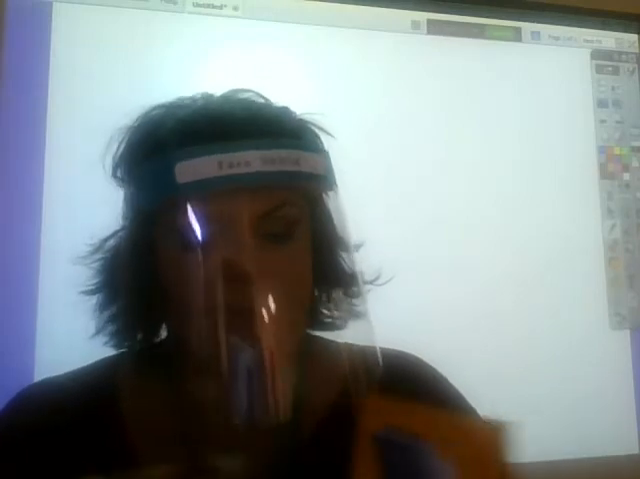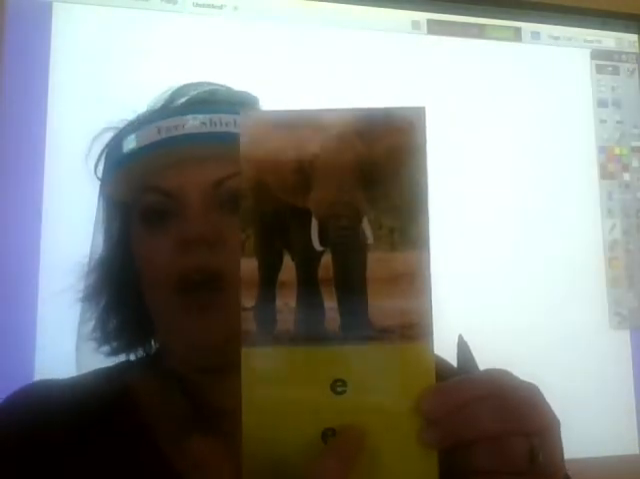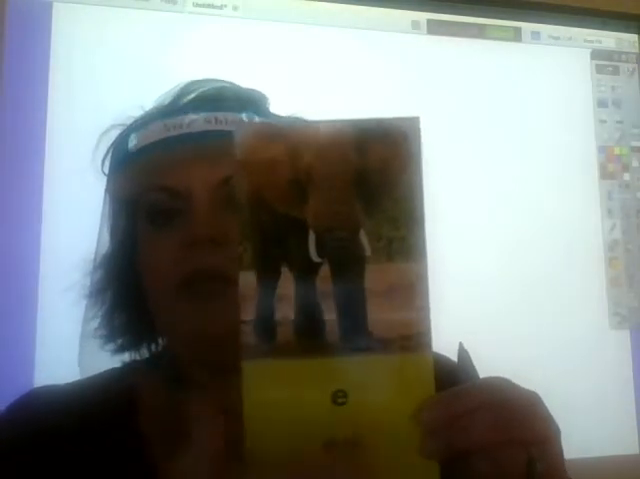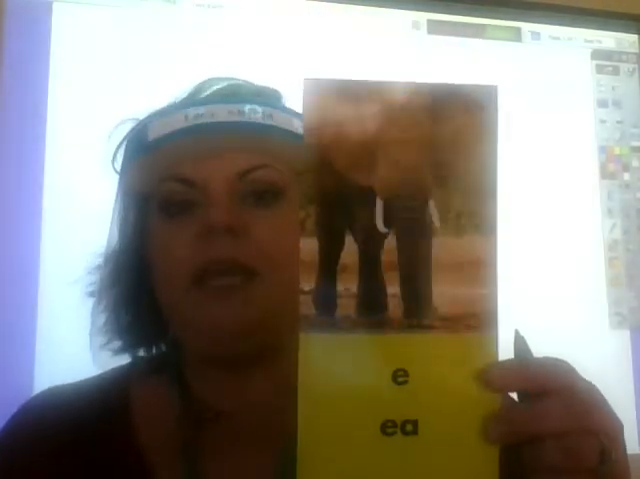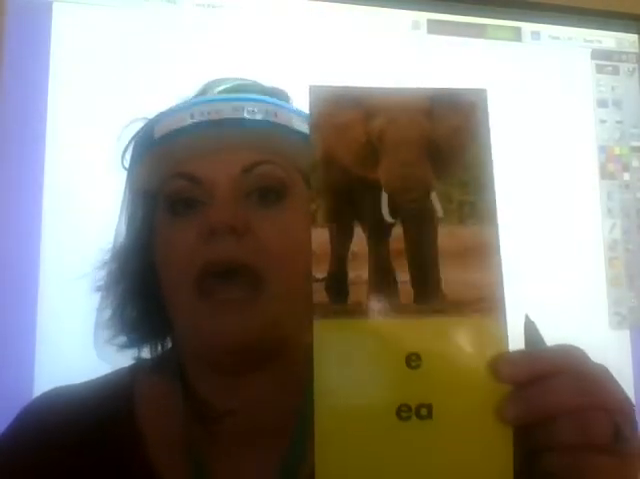Hi guys, today we are going to work on some spelling sounds. We're going to work on E and EA and U. So as you can see on this spelling card, we have an elephant here. So let's think about the word elephant. Hear that eh at the front? Elephant.